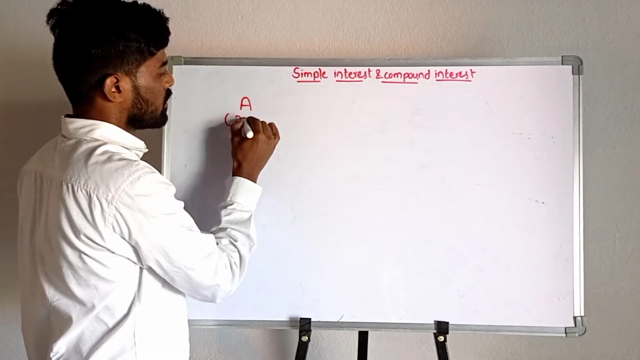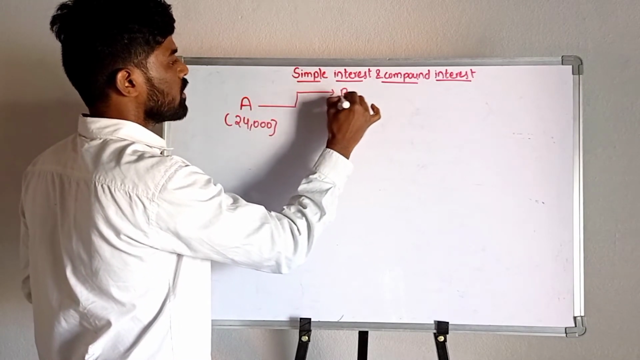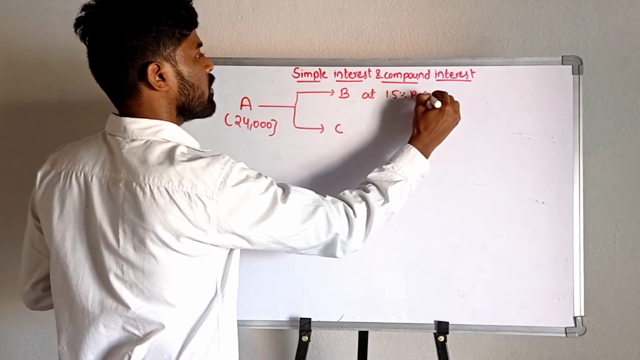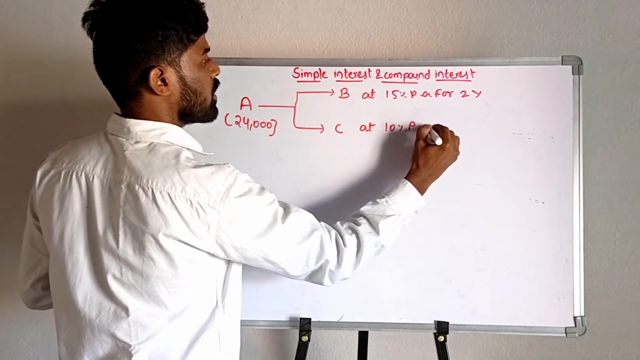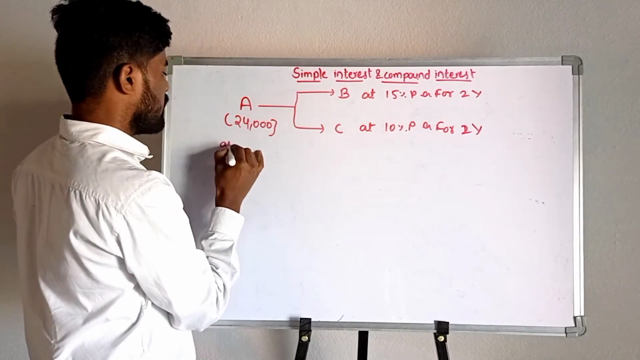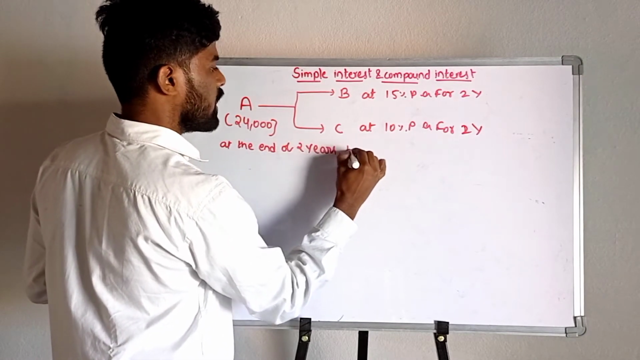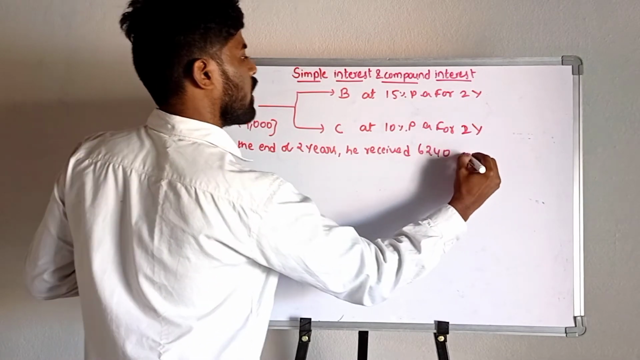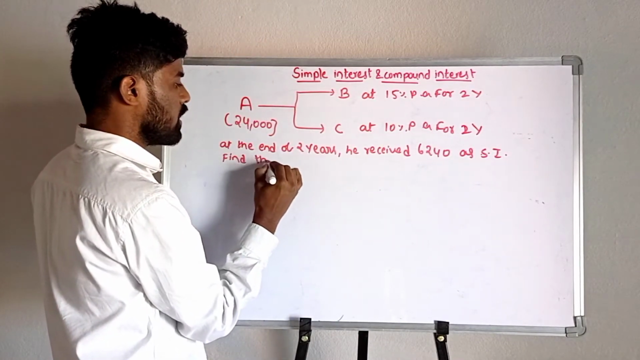Suppose A has 24,000 amount, which is given to B at 15% per annum for 2 years, and to C at 10% per annum for 2 years. At the end of 2 years, he received 6,240 as simple interest. We have to find the amount given to B and C.